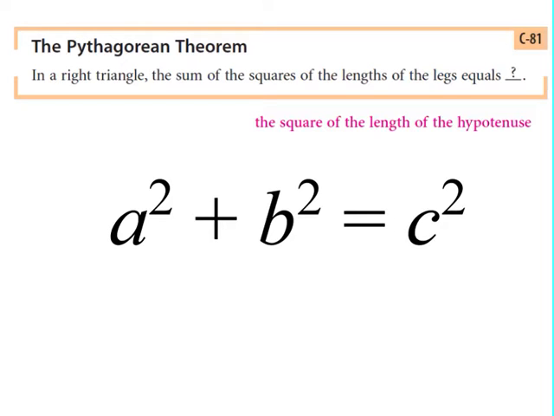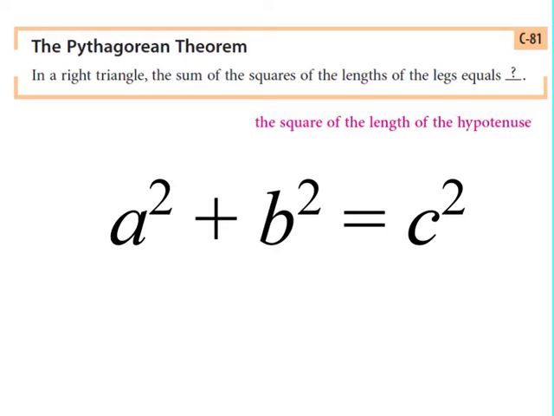This is something that will follow you through probably for the rest of your life. This is actually one of the most widely used theorems by anyone. So the Pythagorean theorem only works with right triangles. A squared plus B squared equals C squared.